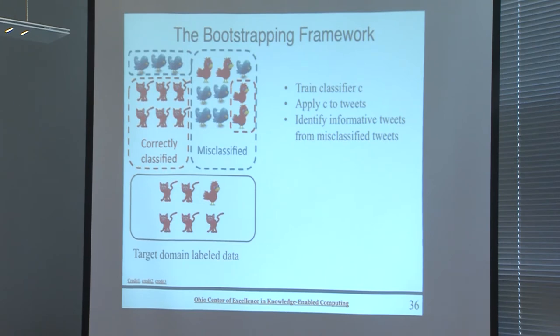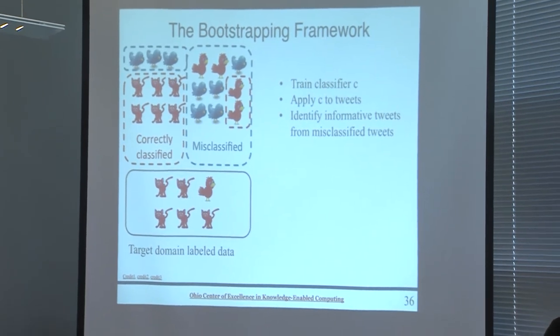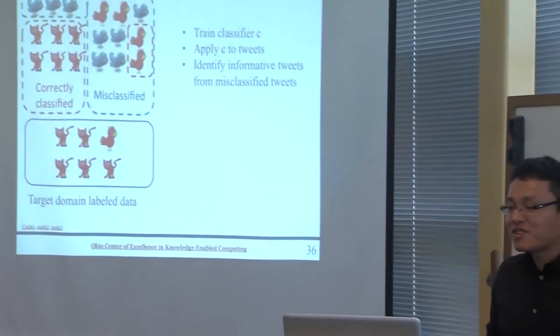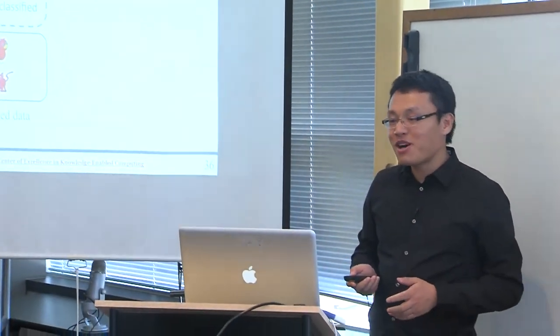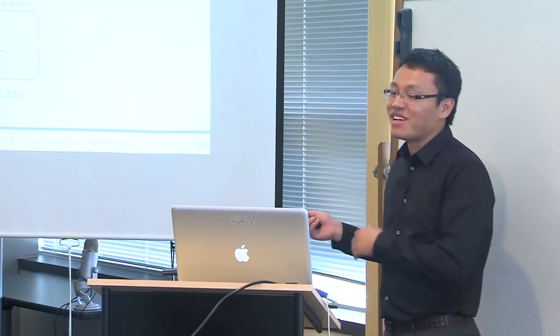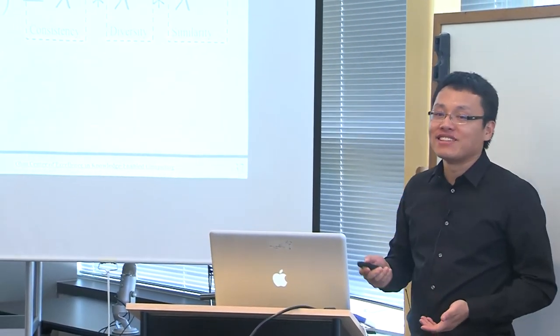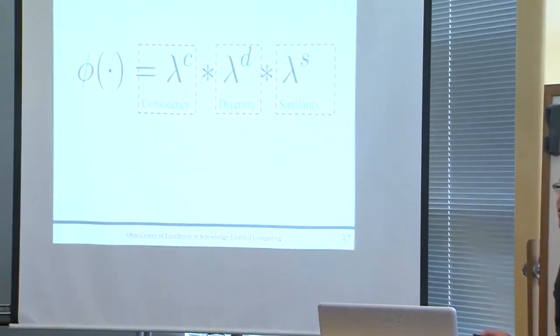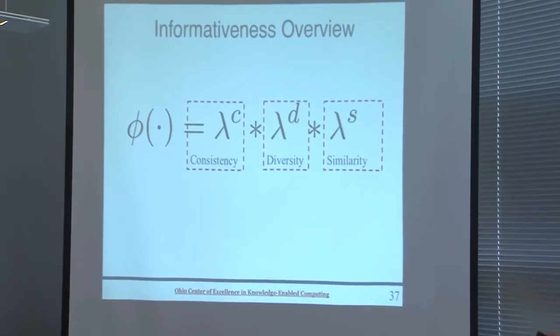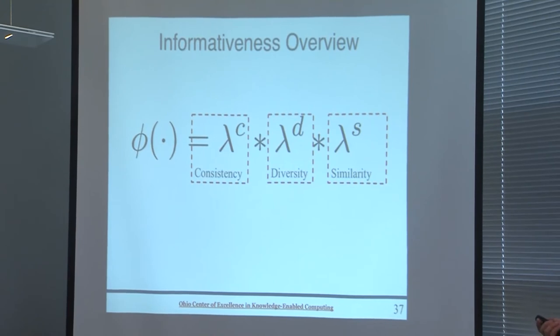So, yes, Alan? Briefly, how did you define informative in this context? Yes. Okay. So, thank you for asking the question. Naturally, it brings me to my next slide. So what is informativeness? First, because this is a little bit complicated, I will just give you an overview. I define informativeness as three parts: consistency, diversity, and similarity. I will start explaining them one by one.